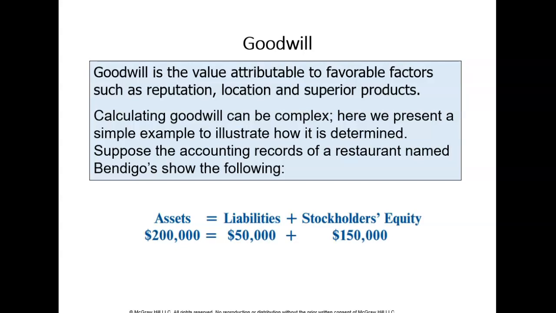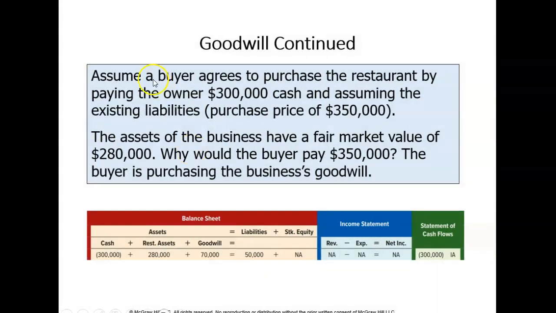For example, suppose the accounting records of a restaurant named Bedingo show the following. They have assets of 200,000, debt of 50,000, equity of 150,000. So remember those numbers: assets 200,000, liabilities 50,000, equity 150,000. Okay?